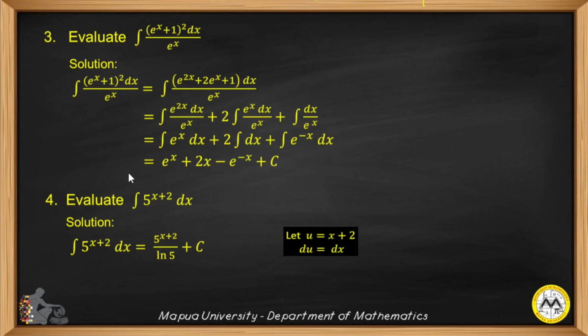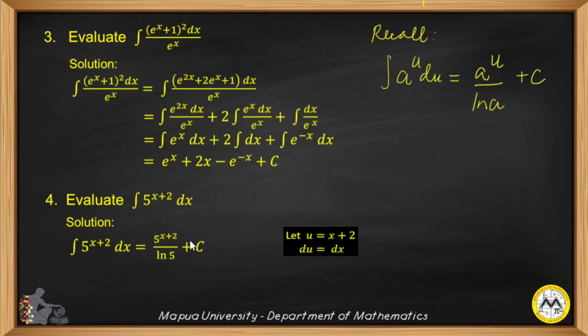Okay, next example, number 4. Again, suppose we are asked to evaluate the integral of 5^(x+2) dx. Recall that the integral of a^u du is equal to a^u over the natural log of a plus the constant c. So for this example, we let u be the exponent, which is x plus 2. Then we take the differentials of both sides, so du equals dx.